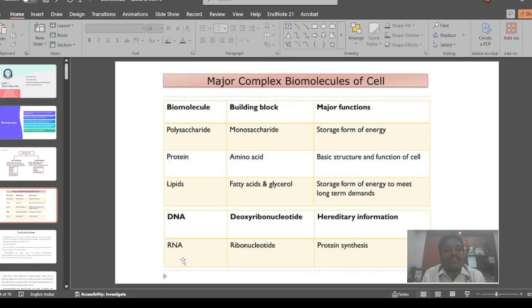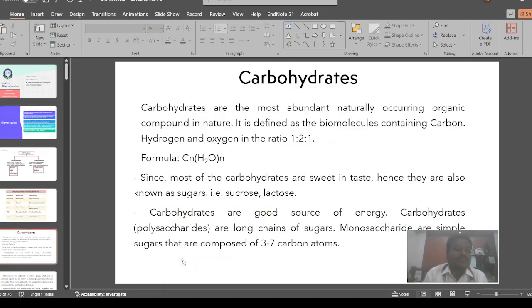Proteins are made up of amino acids. It gives the basic structure of cell and also the basic function of cell. Lipids are made up of fatty acid and glycerol. This is the storage form of energy to meet long term demands. DNA, also known as deoxyribonucleic acid, the building blocks are deoxyribonucleotides. Major function is hereditary information. RNA, which is ribonucleic acid, is made up of ribonucleotides. Major function is protein synthesis.